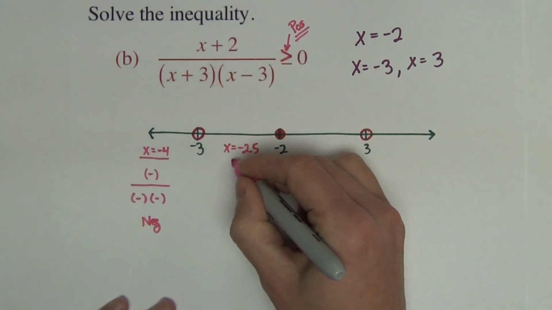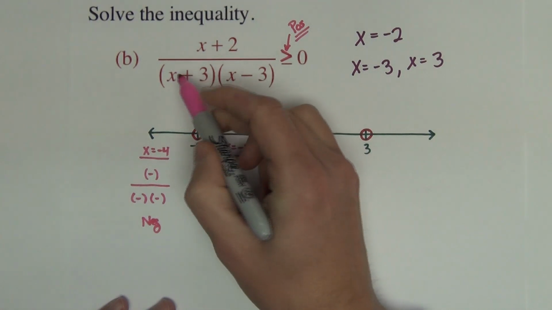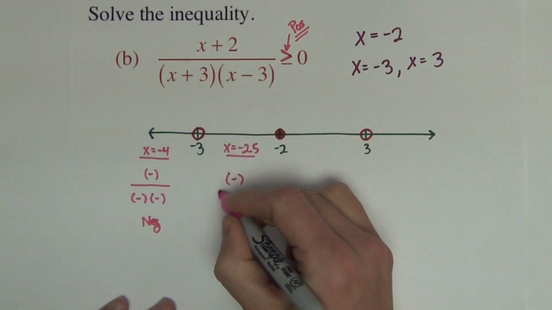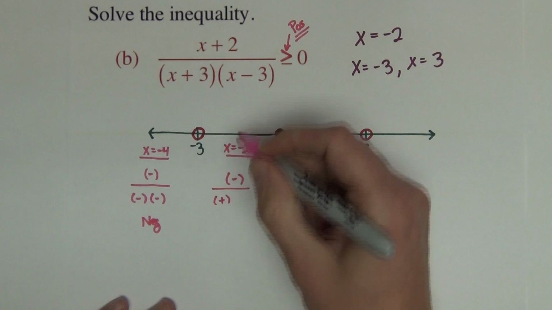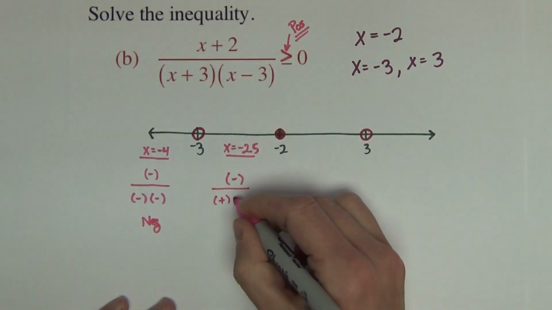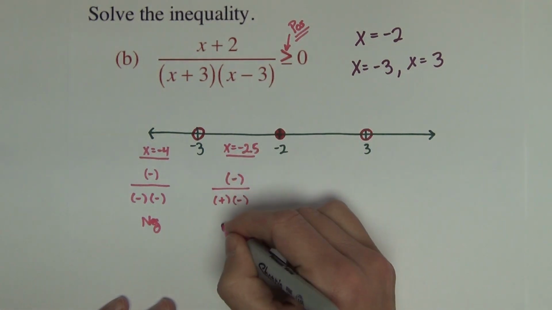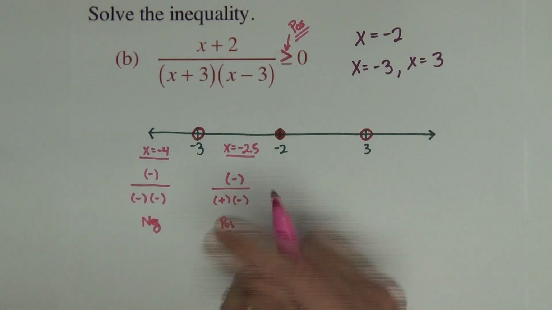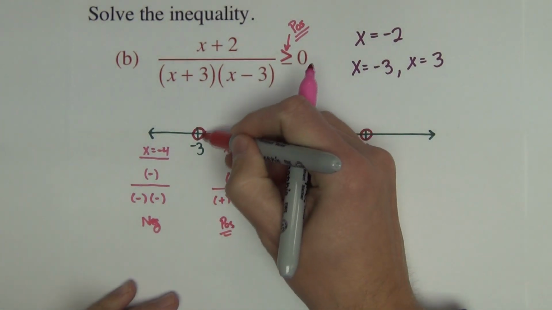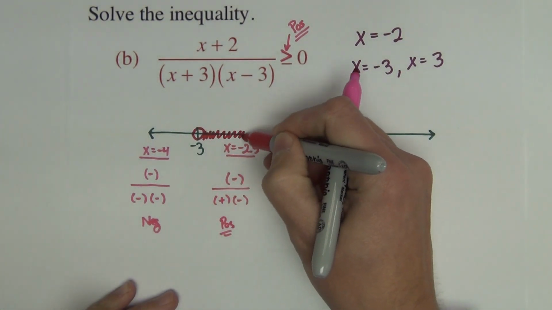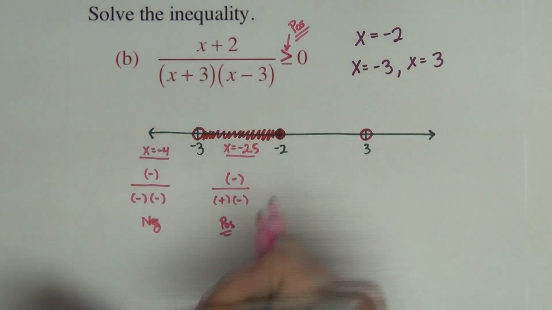-2.5 plus 2 is negative. -2.5 plus 3 is positive. -2.5 minus 3 is negative. That's 2 negatives. That makes a positive every time. So we want this area of the number line.